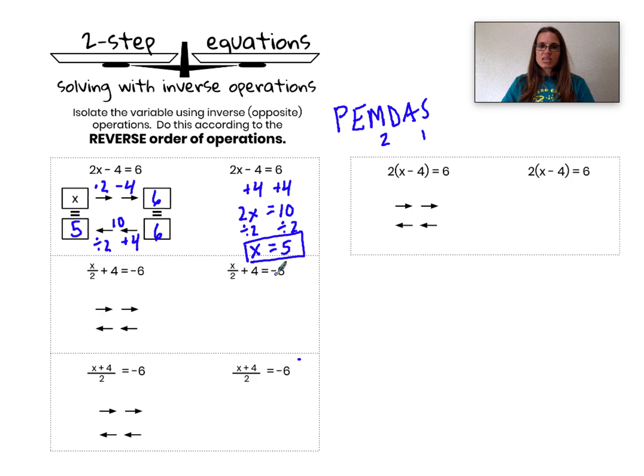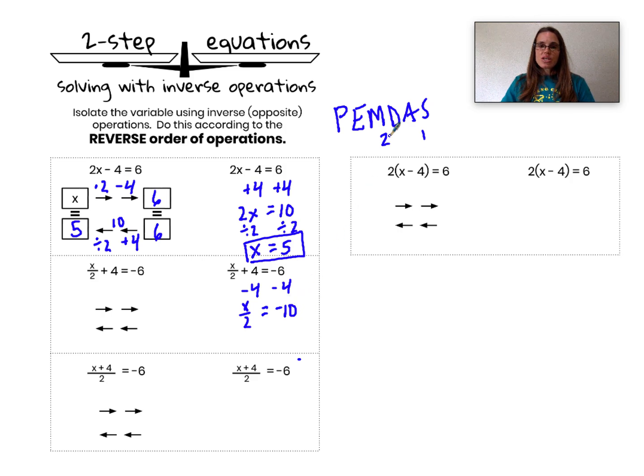X divided by 2 plus 4 equals negative 6. This is another typical two-step equation in which my first inverse operation involves addition or subtraction, and my second involves multiplication or division. The first operation I'd like to undo is adding 4, and I do that by subtracting 4 from both the left-hand and the right-hand side. X divided by 2 plus 4 minus 4 just leaves me with x divided by 2. And then negative 6 minus 4 is negative 10.